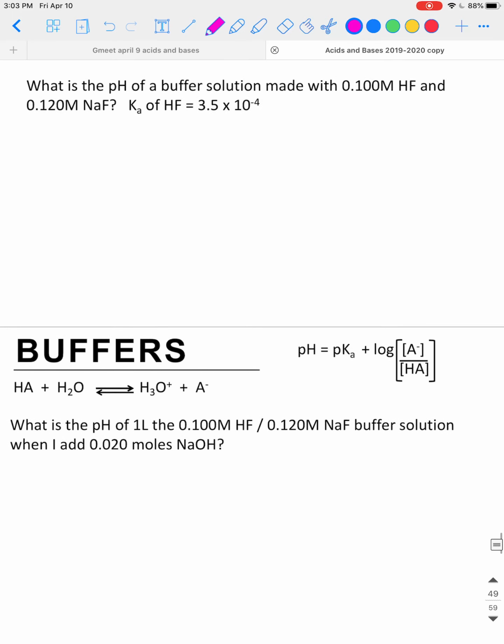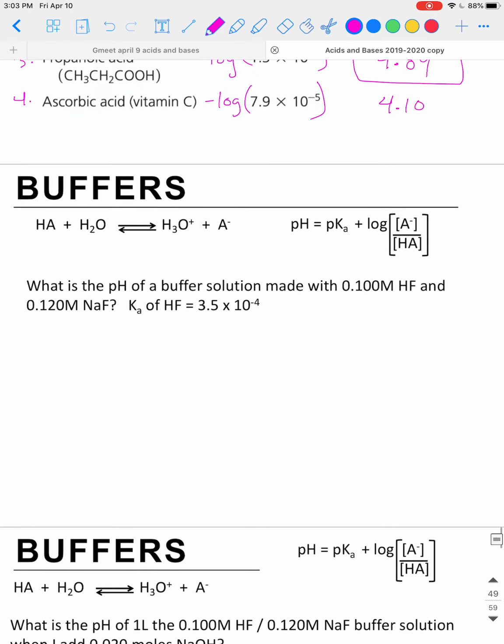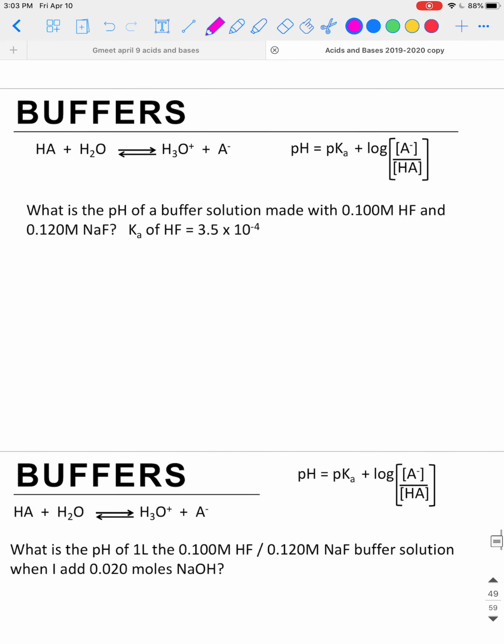The next couple slides, these next 3 slides. This is what I call a buffer problem. You will have a problem like this on the exam. I'm going to write that. You will have a problem like this on the exam. So pay attention.